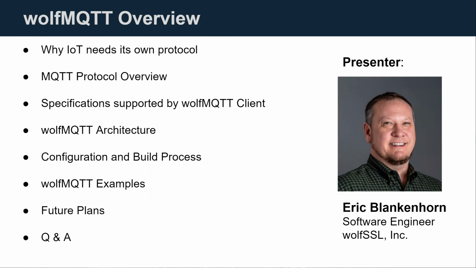Next, we will review the different specifications that are supported by the wolfMQTT client library. Then we'll take a look at the architecture of the library, including a quick look at the configuration options and the build process. That leads us to talk about the many rich client examples available alongside the core library. Next, we can look at some of the ideas we have for the roadmap of wolfMQTT. And lastly, we'll answer any questions that you might have about the protocol or wolfMQTT specifically.